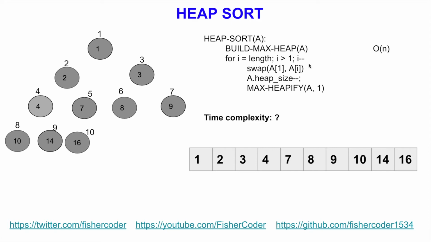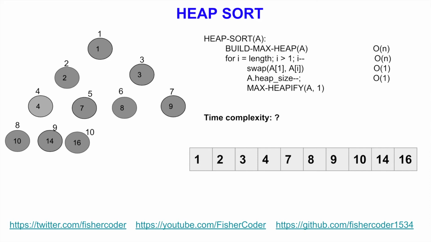Now we have a for loop. This for loop is going to run n times, or to be precise, it's going to run n minus 1. So in big O notation, it's going to be O(n), right? So we put it as O(n). Swap is just a very simple constant operation, so it's going to be O(1). And heap size decrement is also going to be constant time.